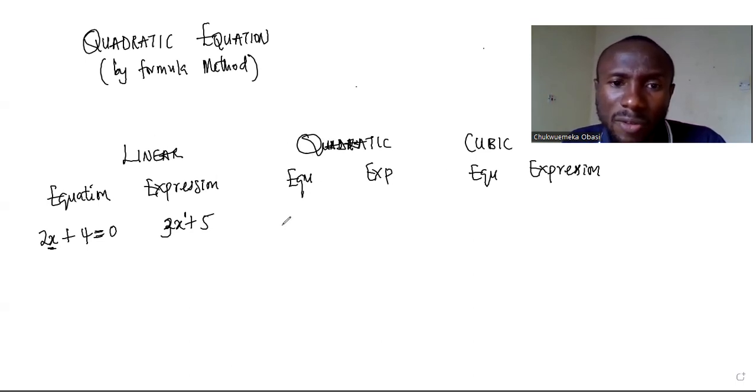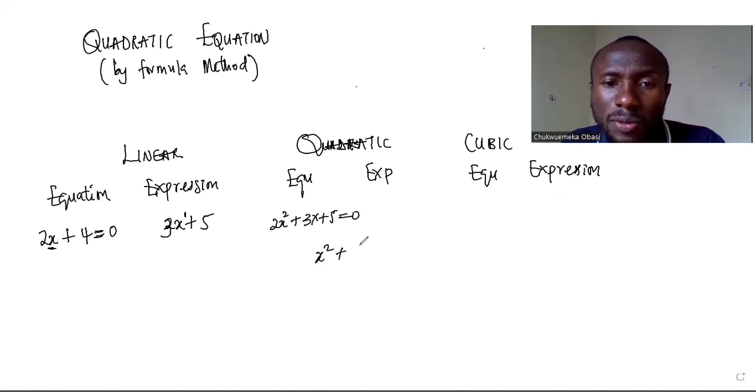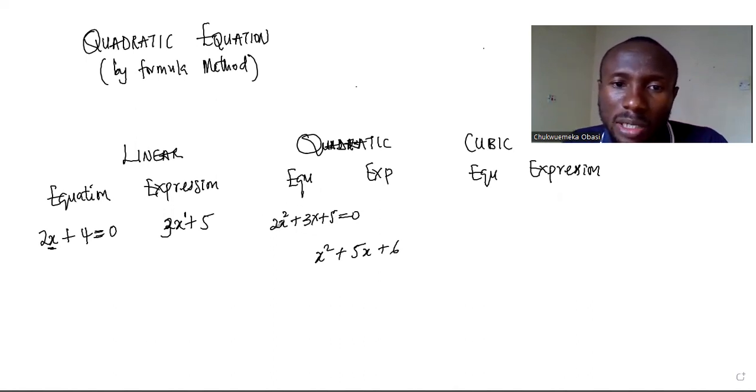Now for quadratic here, if I have something like this, maybe 2x squared plus 3x plus 5 equal to 0, and I have something like maybe x squared plus 5x plus 6. Now let us examine this case. For quadratic, when the highest power of the unknown variable is 2, then it is called quadratic. Now look at this statement. Look at this mathematical statement here. You can see this is a mathematical statement, right? Not a biological statement. This is a mathematical statement.